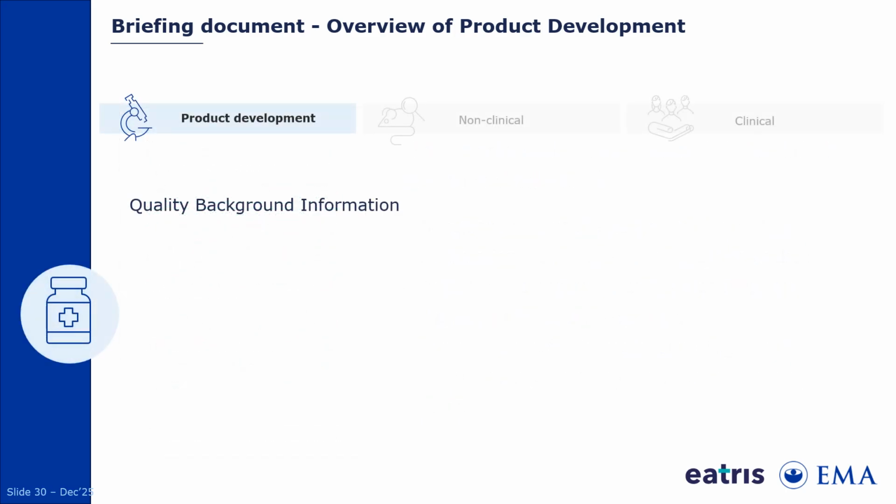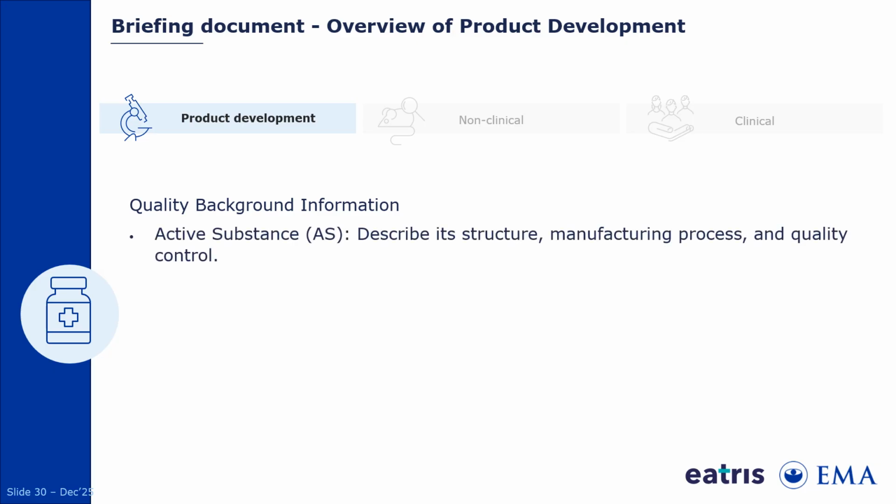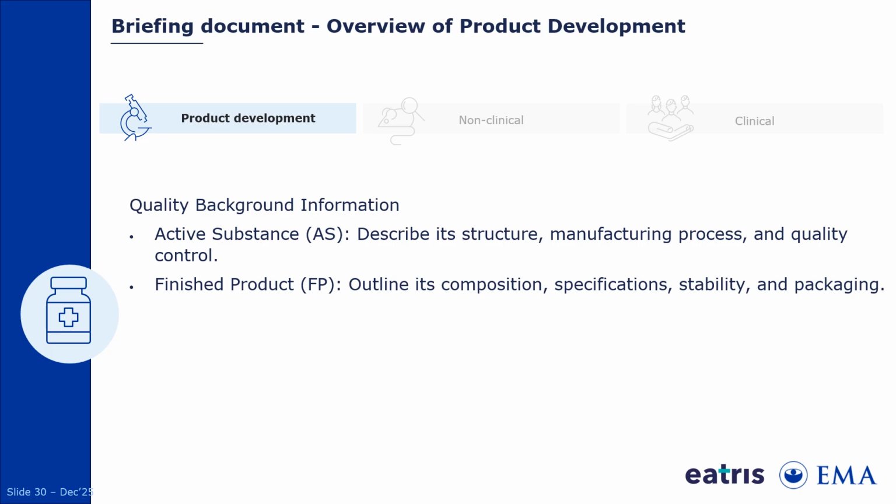For the quality background information, begin by describing the active substance. Include details on its molecular structure, how it is manufactured, and the methods used for quality control. For the finished product section, outline the product's full composition, key specifications, stability data, and proposed packaging format. This is also the place to highlight any major changes or plans concerning the pharmaceutical quality of the medicinal product, such as modifications to the manufacturing process, formulation or control strategy.